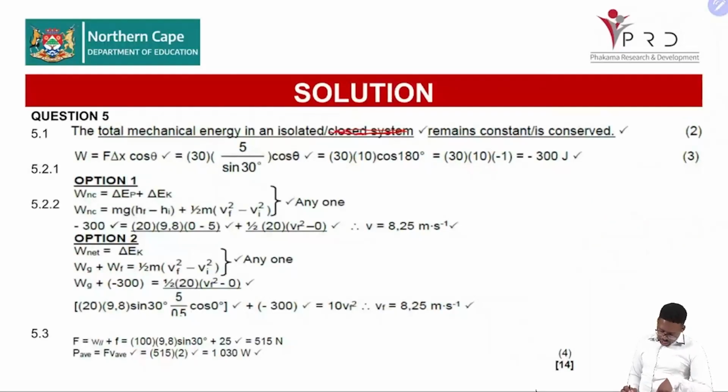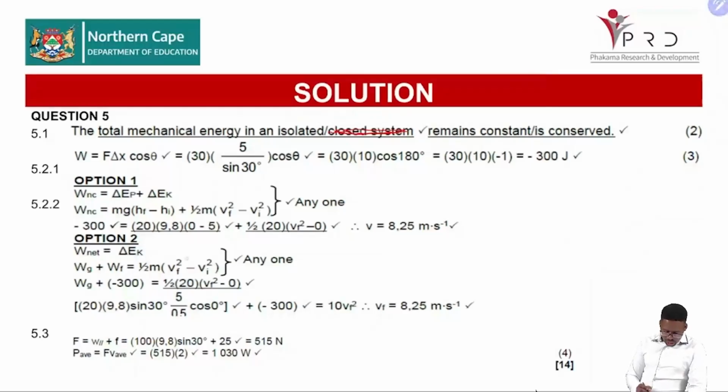Then you will have 30 multiplied by 10 cos 180. And then our answer will be minus 300 joules. Remember, frictional force does negative work. So all the time when you see frictional force, it's cos 180. Then the next question, calculate the speed at B. Because you are seeing 5 marks there, I did say you'll have 2 options. It's either you use the work done by non-conservative force or you use work energy theorem.